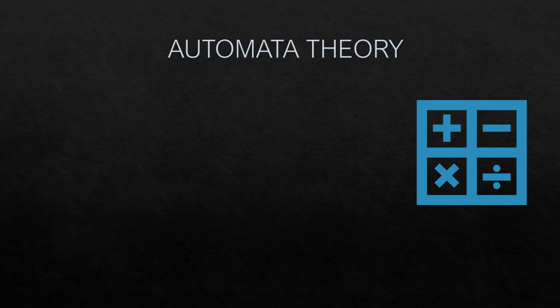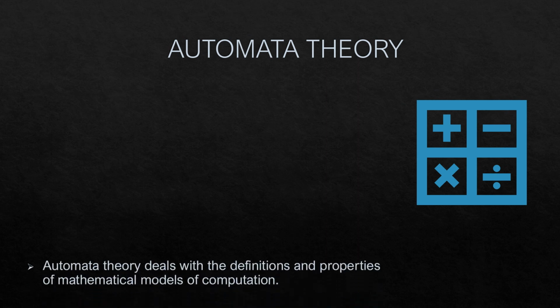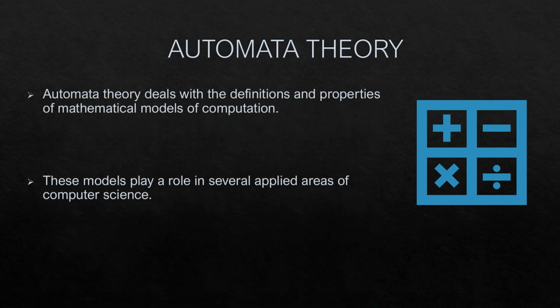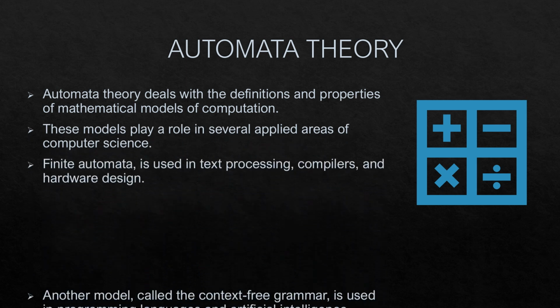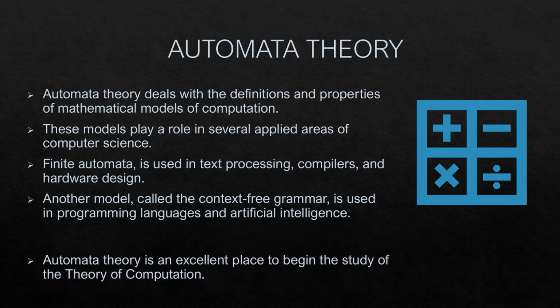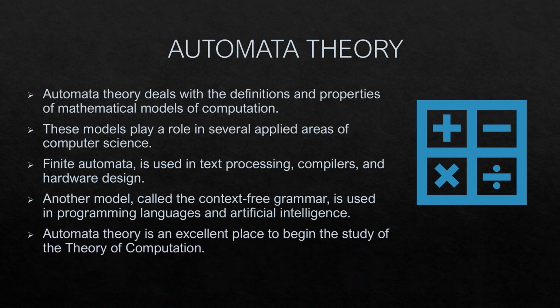So what is automata theory? Automata theory deals with the definitions and properties of mathematical models of computation. These models play a very important role in several applied areas of computer science. Finite automata is used in text processing, compilers, and as well as hardware design, which we have already seen in subjects such as DLDA. Another model called the context-free grammar is used in programming languages and artificial intelligence. Finally, automata theory is an excellent place to begin the study of the theory of computation.